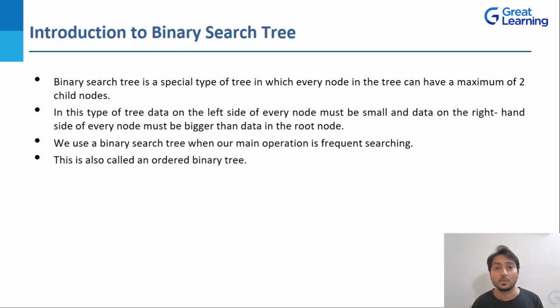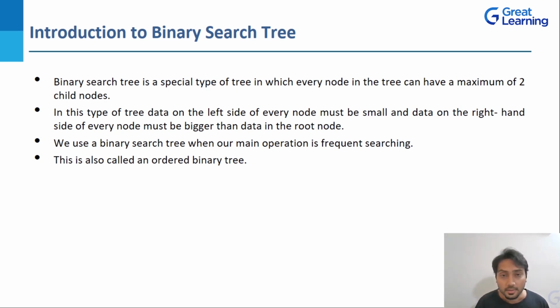So first, let us try to understand what this binary is. A binary tree is nothing but a tree in which a node can have a maximum of two child nodes. So that is the name binary. Bi means two. So binary tree means a node can have a maximum of two child nodes. That is the reason it is called a binary tree. Now here we are learning about binary search tree. So why is it called a special type of binary tree? Here also a node can have a maximum of two child nodes. So how does this binary search tree become special?